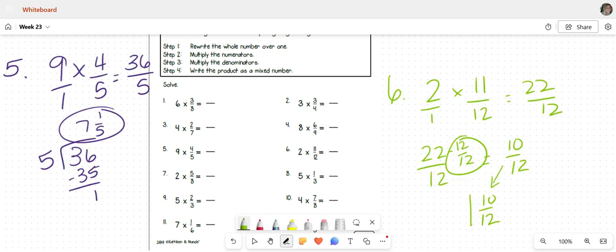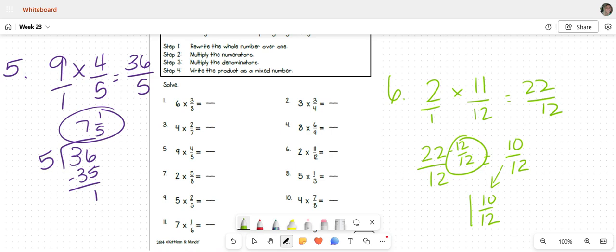All right, numbers 5 and 6. Number 5, you had 9 times 4/5, which gives you 36/5. You divide your numerator by your denominator, convert your improper fraction to a mixed number. 36 divided by 5 was 7. That left us with 1 left over, so 1 was our remainder, so 1/5.